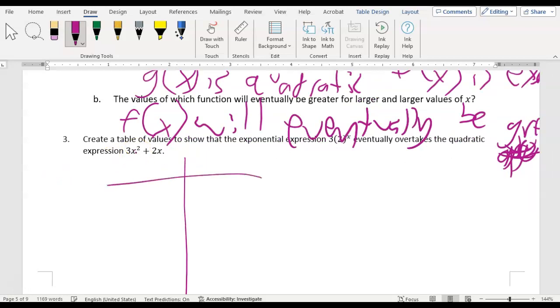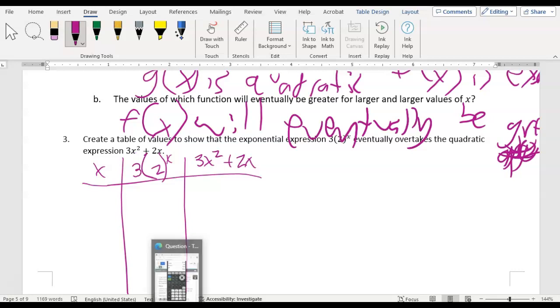Let's go ahead and create the table here to show this. So we're looking at our x inputs, and then we're looking at 3 times 2 to the power of x versus 3x squared plus 2x. And we want to show that this exponential function will eventually outgrow our quadratic function.